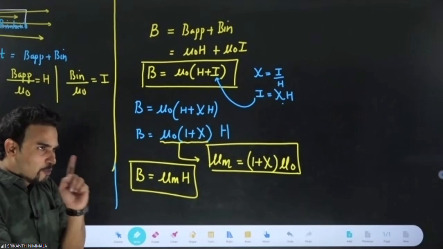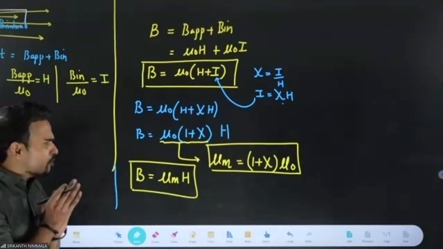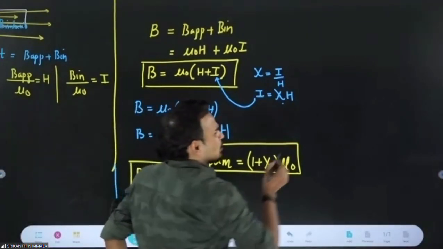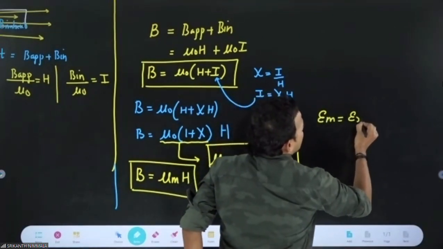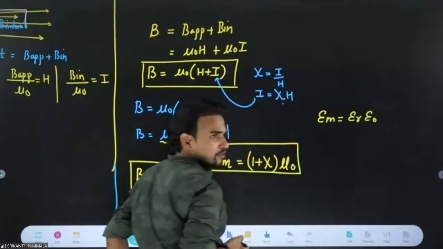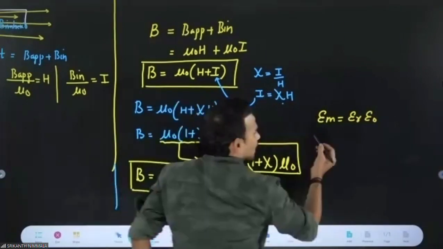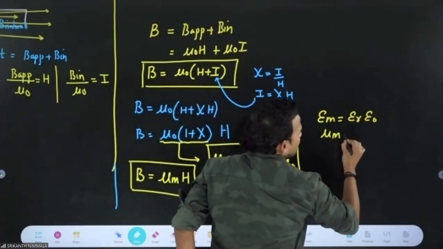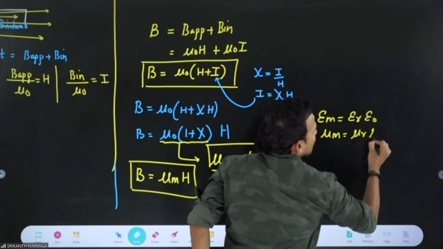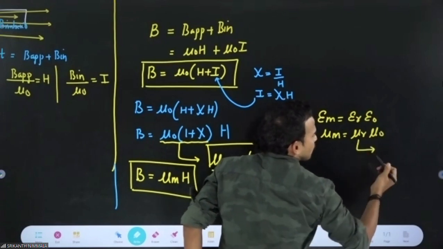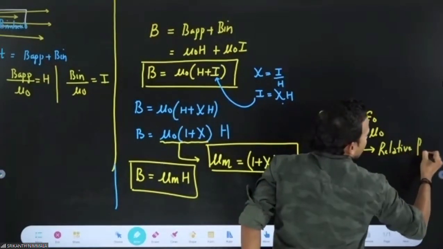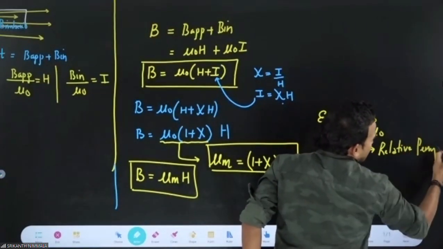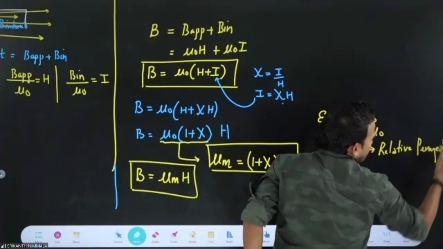Now understand one more thing I will tell you. If you remember, in electrostatics, I was saying epsilon of the medium can be written as epsilon r into epsilon naught. Do you remember that? Same thing we can do here also. Mu of a medium can be written as mu r into mu naught. This mu r is known as relative permeability. There it was relative permittivity. This is now relative permeability.